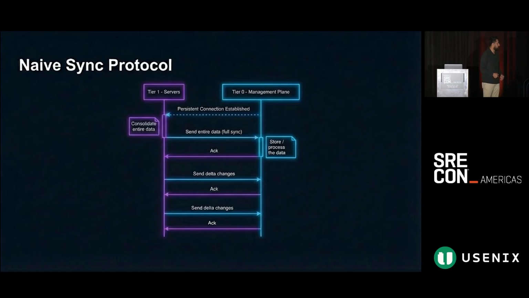Once the full sync is ingested by the management plane, any subsequent updates, let's say a VM moving from one host to another host, a new NIC getting added, they would just come in as delta updates. So just a standard 3-step FSM: you establish connection, you have full sync followed by delta sync. And anytime the connection gets interrupted, you just go in a circle.